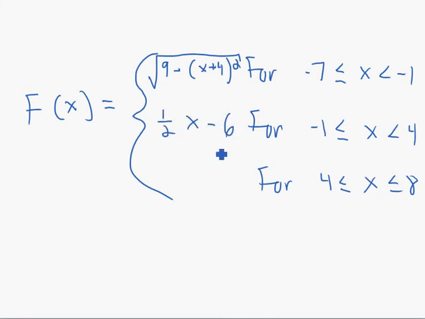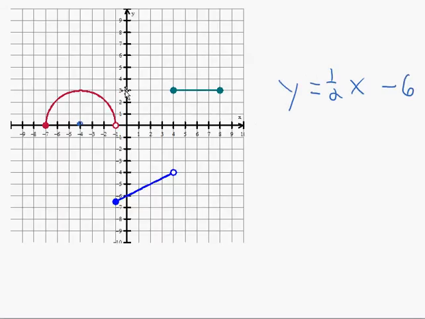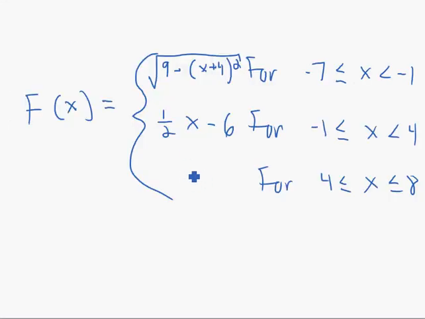And the last piece is easy. It's just a horizontal line. That's y equals 3. So our last piece is that this piecewise function will equal 3 if x is between 4 and 8. And that's it.